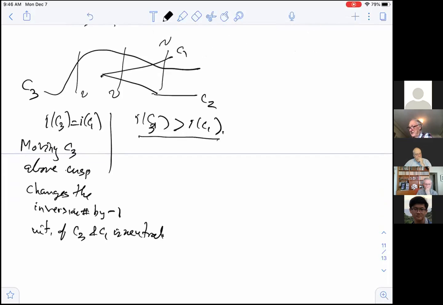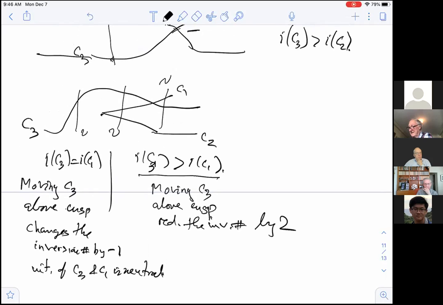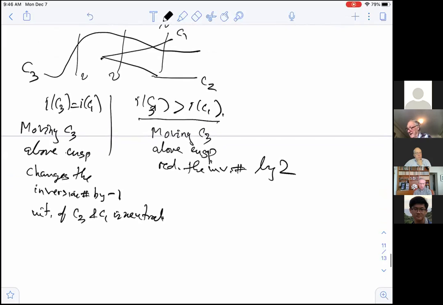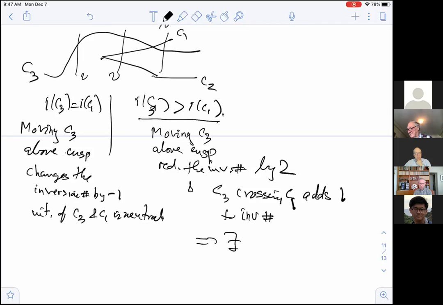In this case, moving C3 above the cusp reduces the inversion number by 2, because C3 is now bigger than both C1 and C2. So if you move it from below to above, you've canceled 2 inversions. And the crossing of C3 crossing C1 adds 1 to the inversion number. Well, this also then tells me I'm in F new. So this beak deformation always brings the path into F new.